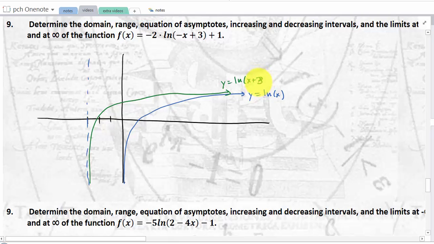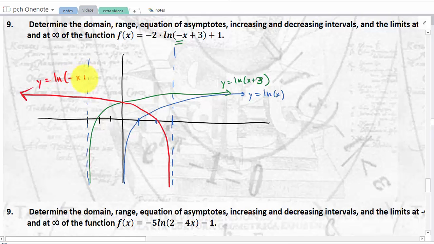Now what do you do? Here, you reflect across the y-axis. Okay, so now that's going to reflect this vertical asymptote. So 1, 2, 3. Here's going to be now my vertical asymptote. So my graph is going to go like, it's really not very good what I've done, okay? Something like this, right? Okay, here we go. So this is y equals ln of negative x plus 3.